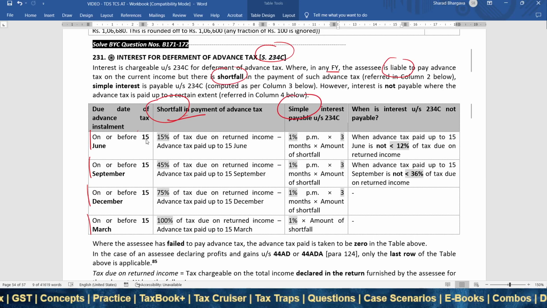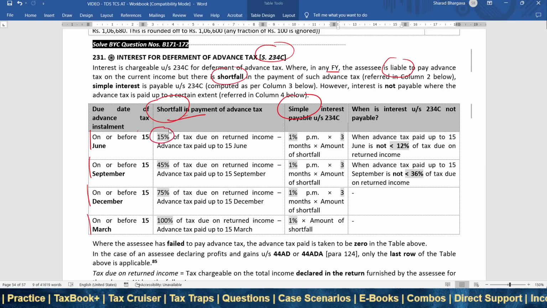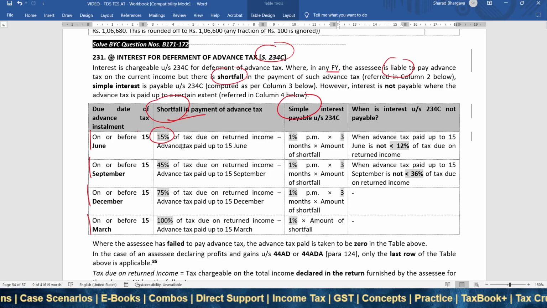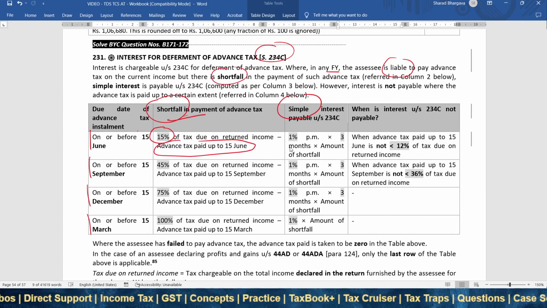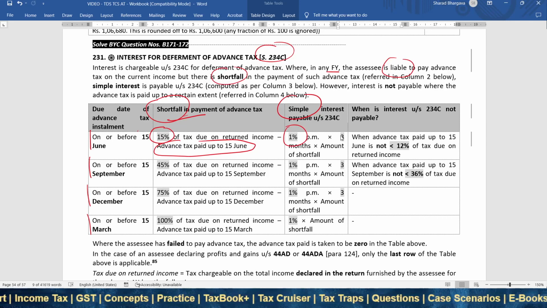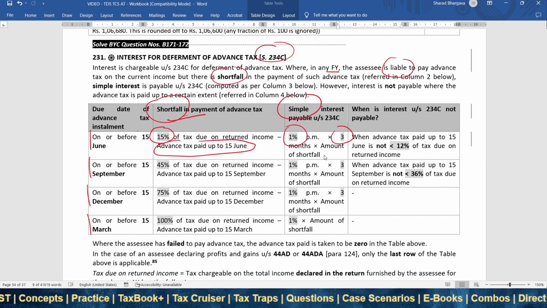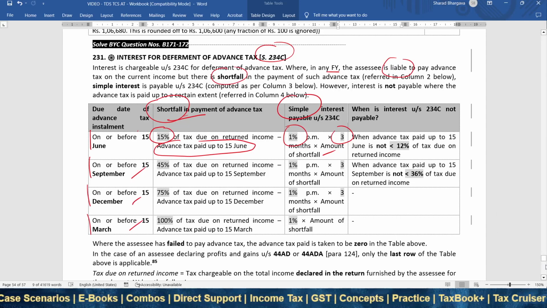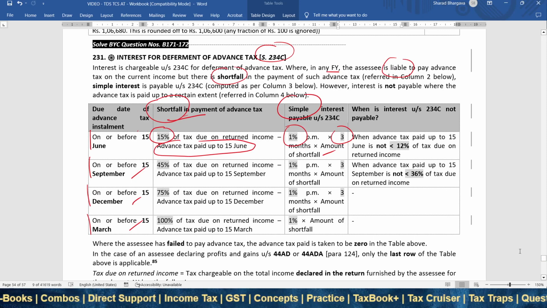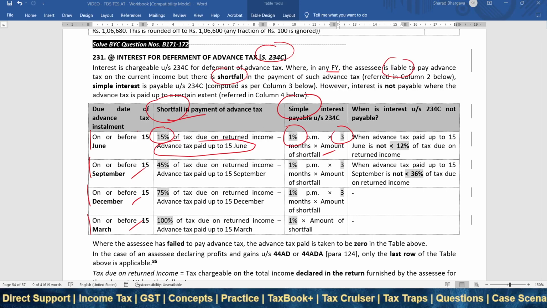So for example, by the due date of 15 June, 15% of tax due on returned income should have been paid, right? And if there is shortfall, that means 15% of tax due minus advance tax paid up to this particular due date of 15th of June, then on this shortfall, 1% per month for 3 months on the amount of shortfall is the interest under 234C. Similarly, for 15th of September, for 15th of December, and for 15th of March. So in this particular fashion, interest is to be computed under section 234B and 234C.